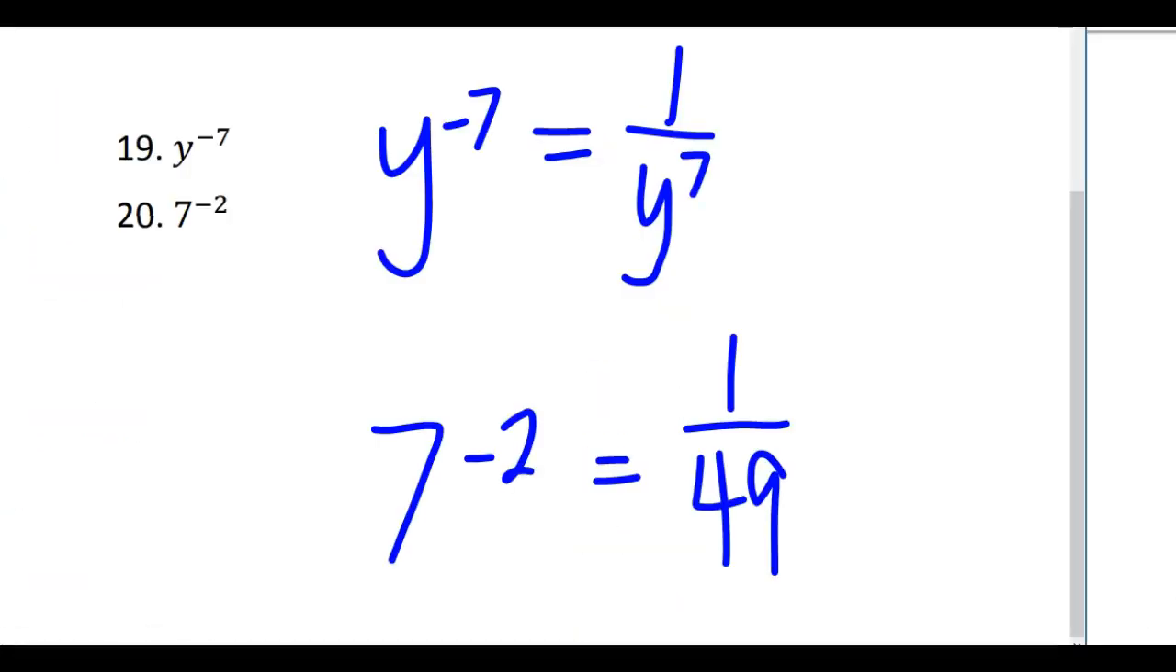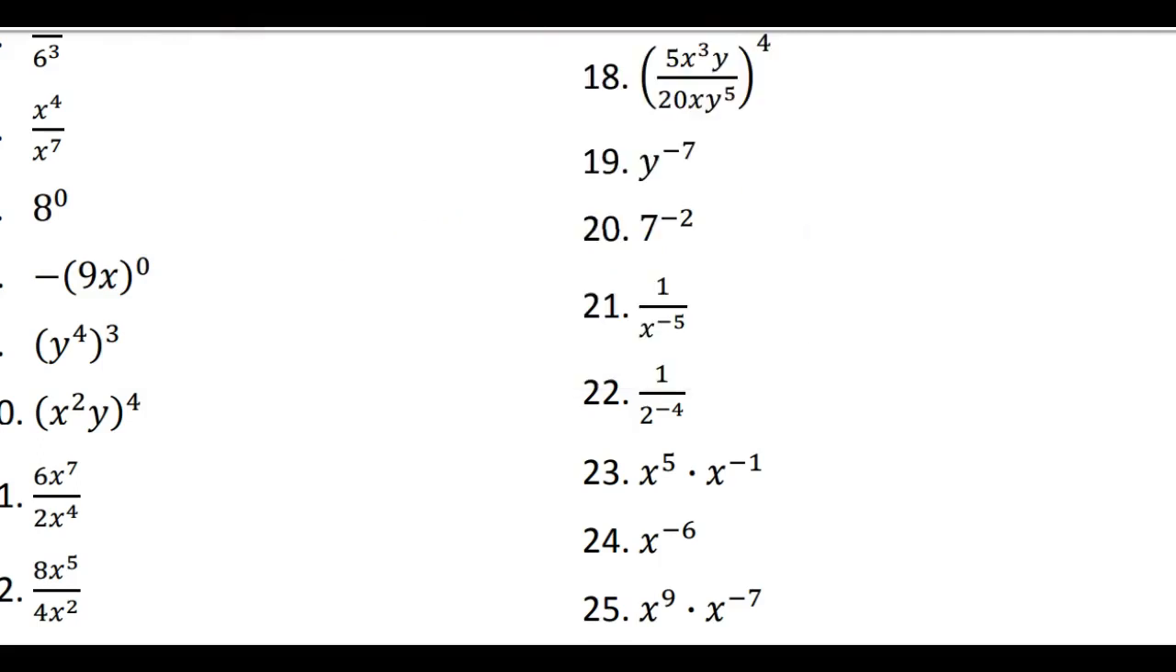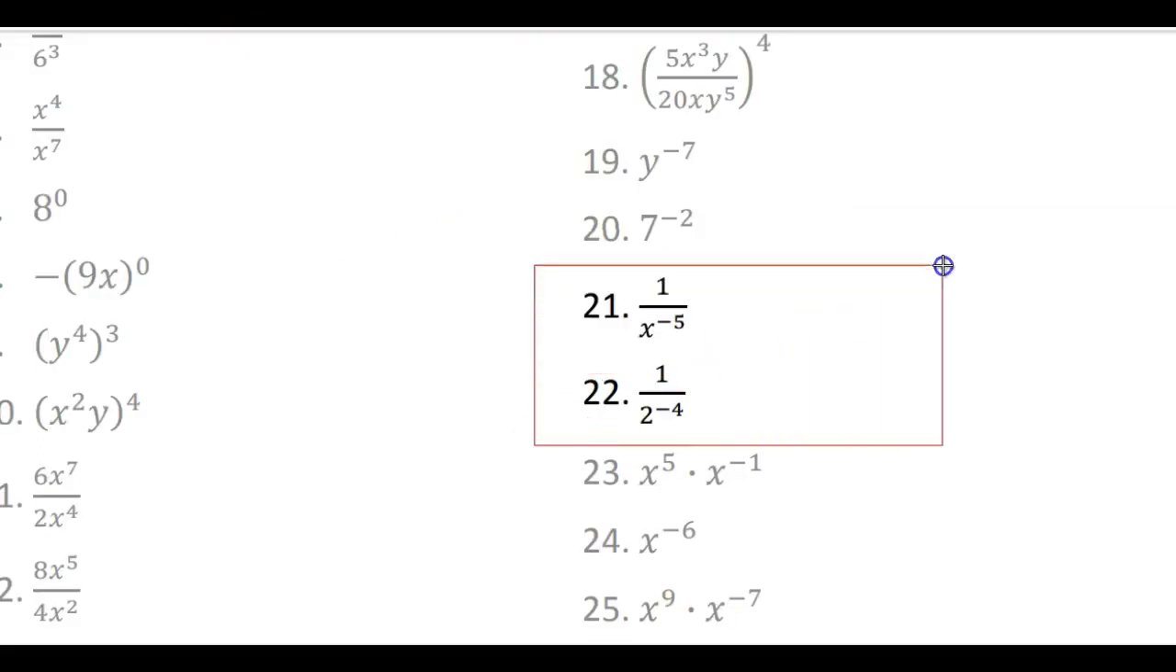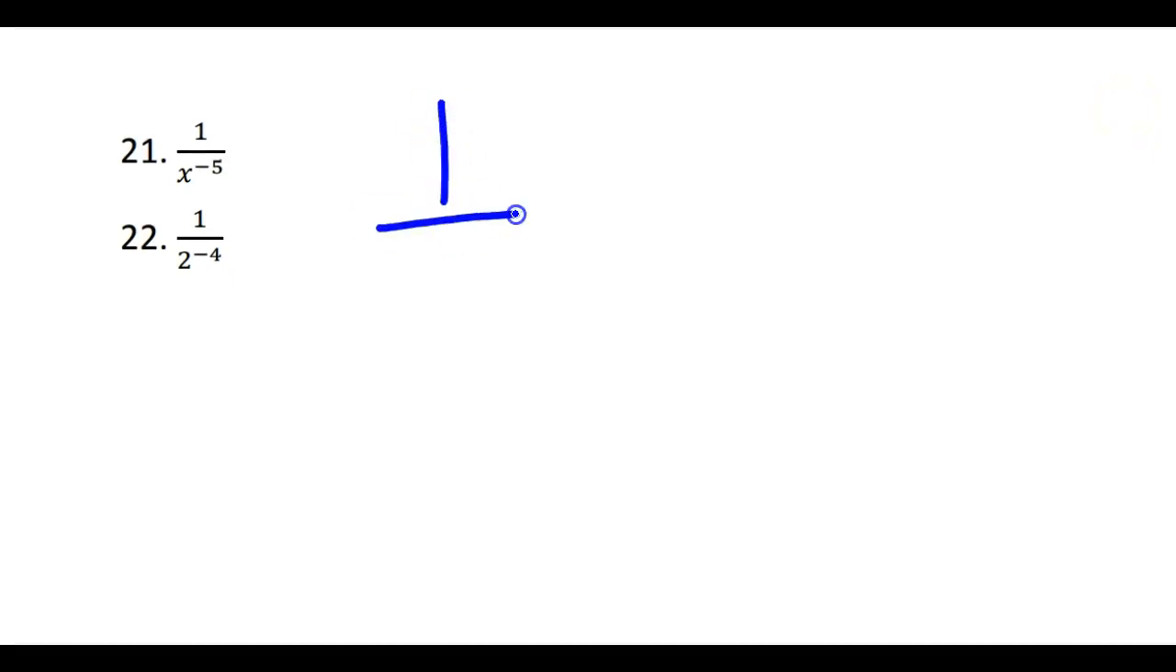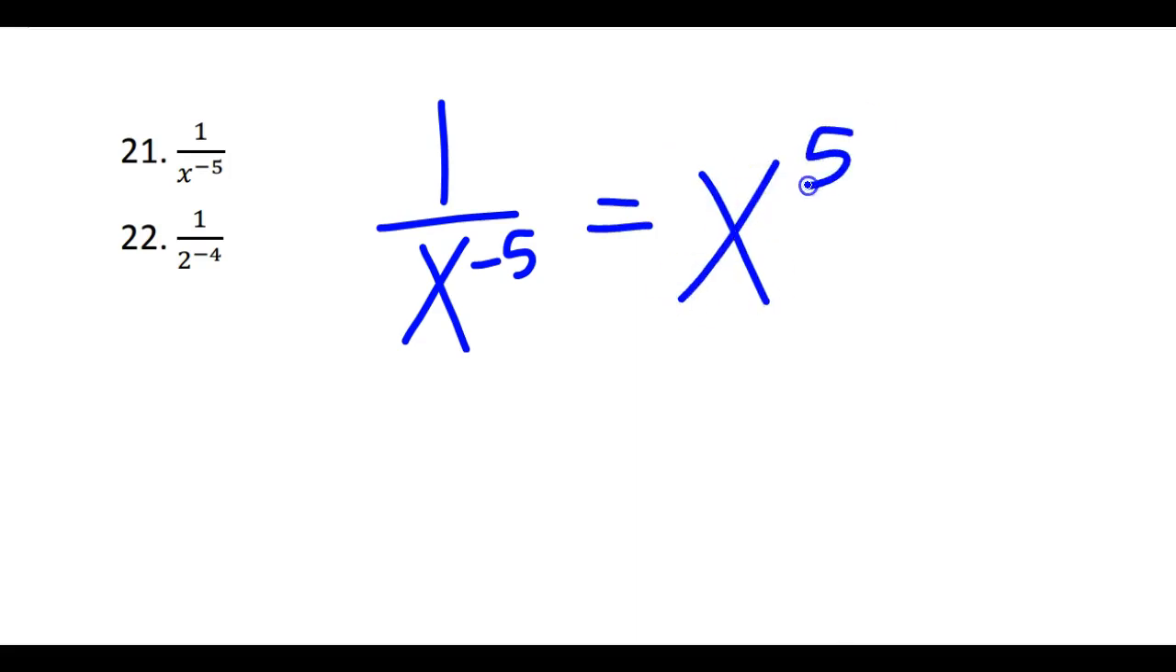Okay, now these next two are a little bit tricky. You kind of have to think about them, but you have a good brain and I think you can figure it out. What if I have 1 over x to the negative fifth power? What do you think that would be? X to the 5th power? That's correct. How did you know? Because it was the exact opposite of the negative ones. Yes, exactly.